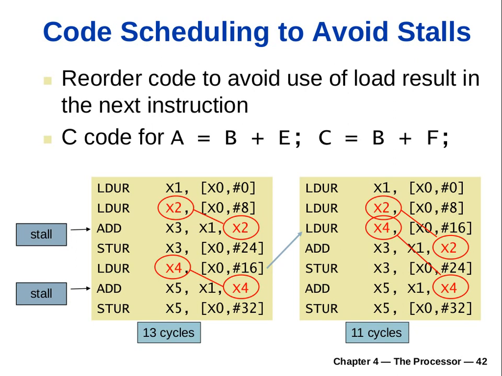Right? Ito yung original code. And then, notice na mayroong stalling na mangyayari dito sa load. Ito. Then, meron din dito. So, pag nag-stall ka, this will take about 13 cycles. Okay. So, pwede mong gawin, you can reorder the code. Ito yung code niya mismo. You can reorder the code in such a way na ma-eliminate yung stalling and you will get only 11 cycles. Okay, you get the idea?